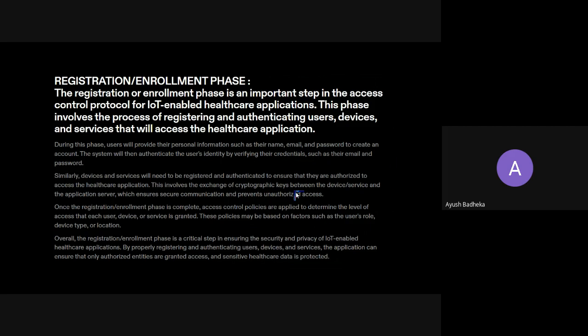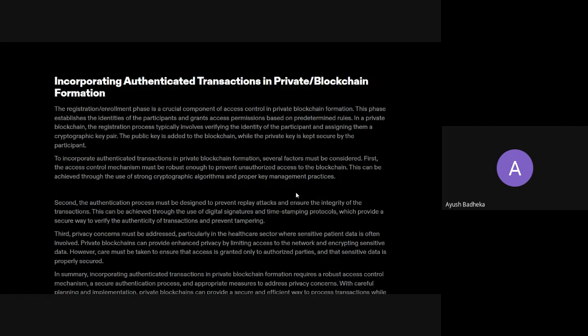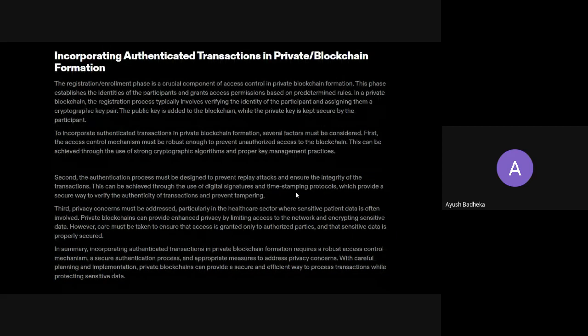Overall, the registration enrollment phase is a critical step in ensuring the security and privacy of IoT-enabled healthcare applications. By properly registering and authenticating users, devices, and services, the applications can ensure that only authorized entities are granted access and healthcare data is provided to them. Going further, incorporating authenticated transactions and private blockchain formation, the registration and enrollment phase is a crucial component of access control in private blockchain.